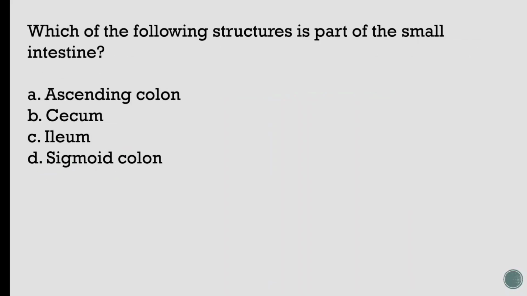Next question. Which of the following structures is a part of the small intestine? Option A, ascending colon. Option B, cecum. Option C, ileum. Option D, sigmoid colon. The right answer is option C, ileum. Ileum is the final part of the small intestine.